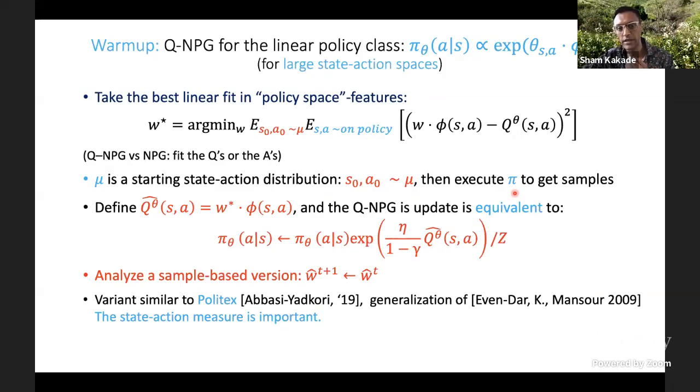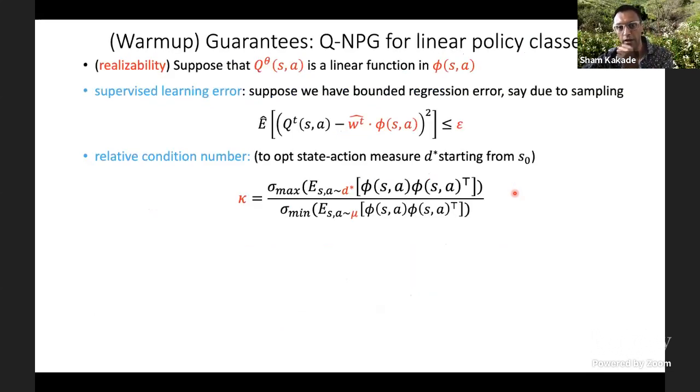Again, similar ideas are in Politex. I'm emphasizing this because, again, this is a warm-up, but the emphasis on this starting action distribution is actually pretty important here.